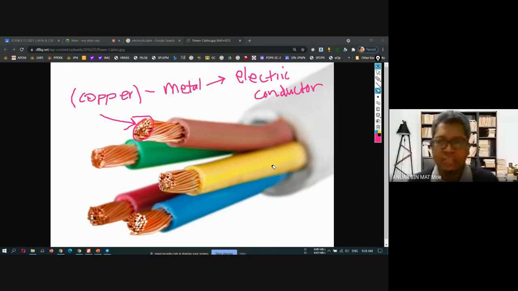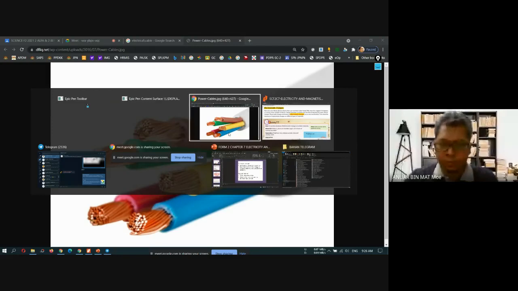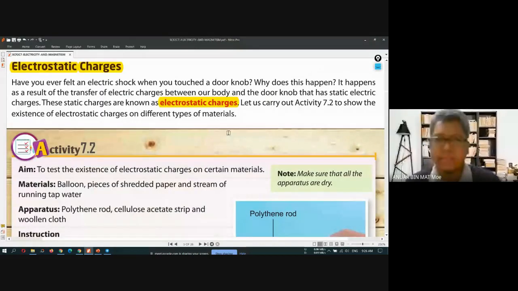Electrostatic means the charges are moving or not moving. Go back to the textbook. Electrostatic charges means that they are not moving, but there is what we call electrical energy. There is electrical energy, but the charges are not moving. Electrical energy is available when the charges are moving.